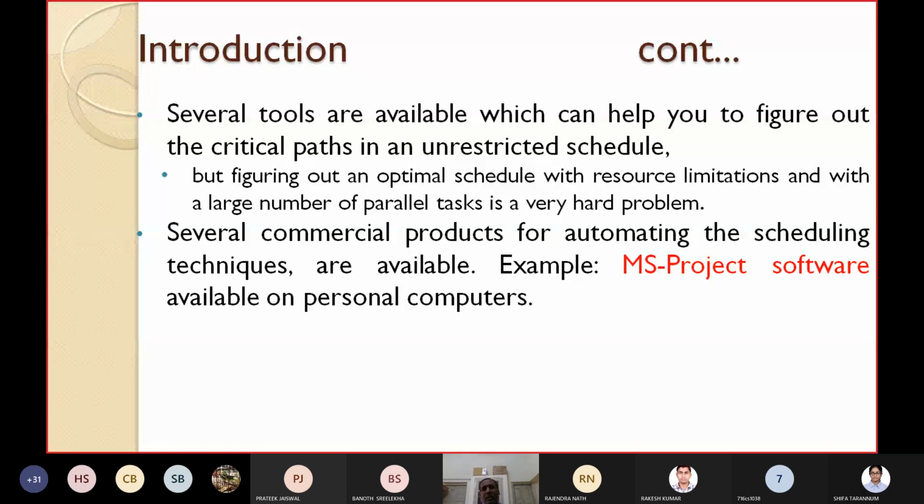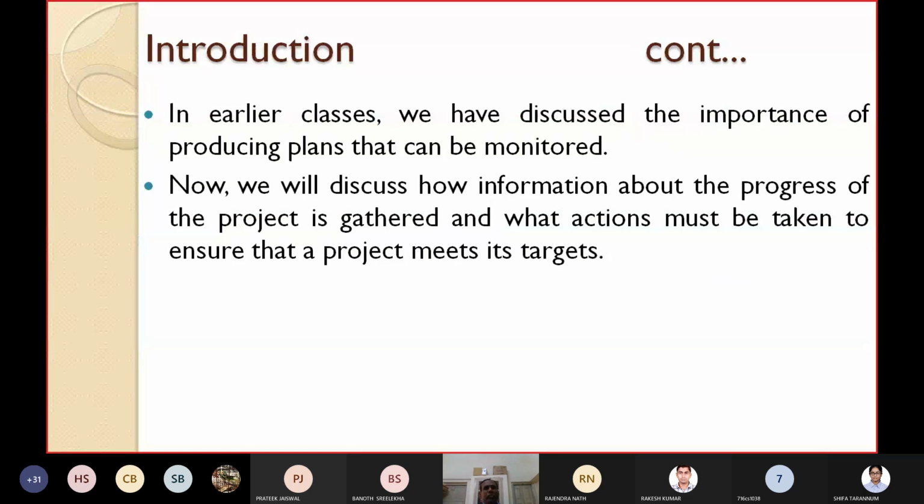Some tools will minimize your effort, and the scheduling will be more appropriate. It will be more correct.